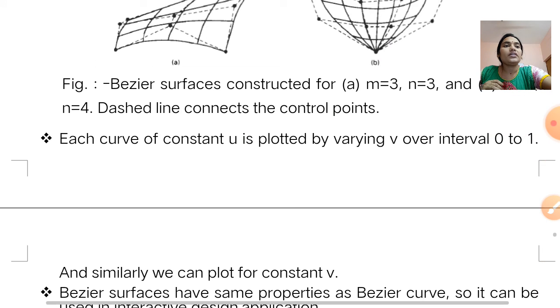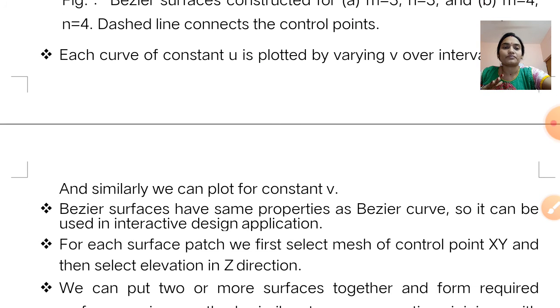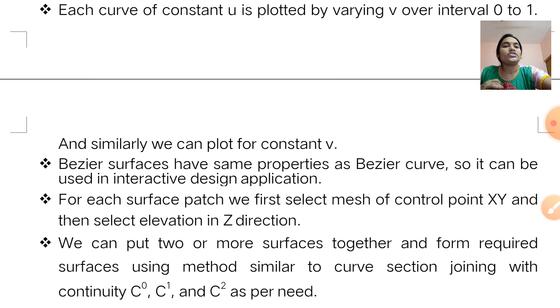Now each curve of constant u is plotted by varying v over the interval 0 to 1, and similarly we can plot for constant v. Bezier surfaces have some of the same properties as Bezier curves. That means the properties of the Bezier curve are also the same for Bezier surfaces, so it can be used in interactive design applications.